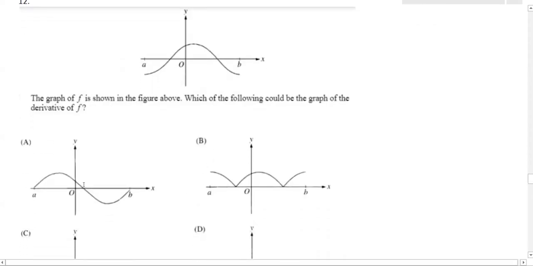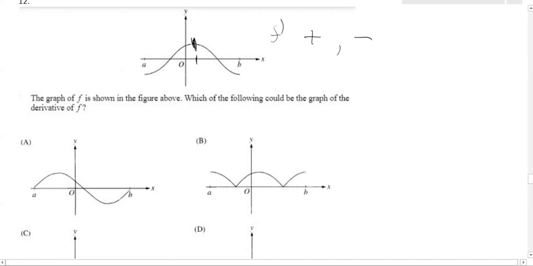So number 12, the graph of f is shown in the figure. Which of the following could be the graph of the derivative? So notice a couple things, that there is a max to the right of the origin, so at a positive x value. So I know that the derivative f prime is going to be positive then negative, and it's going to change sign somewhere just to the right of the origin.